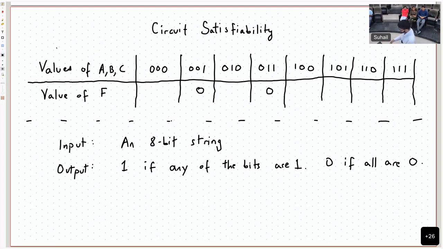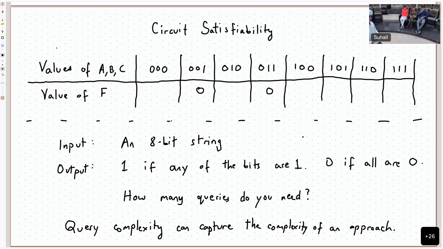So it turns out that query complexity actually does pop up when we look at practical problems, but we limit how we want to solve them. So this captures the complexity of this specific approach.